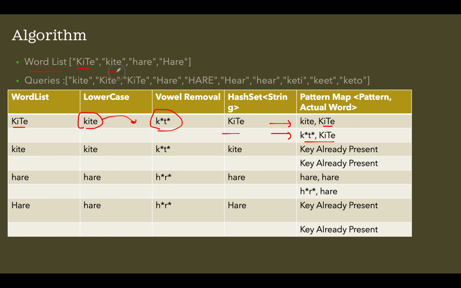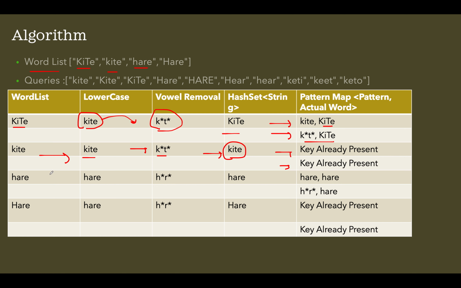And the next word is kite. So what is the lowercase string? It's kite. What is the vowel removed string? It's this, the similar one that we did in the previous case. And we put an entry in the hash set. So we get kite, added kite here. And since both the keys were already present in the pattern map, we'll not do anything. We'll move on to the next string.